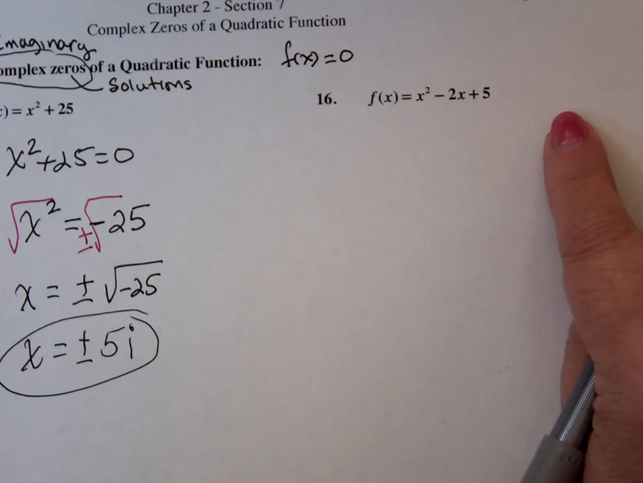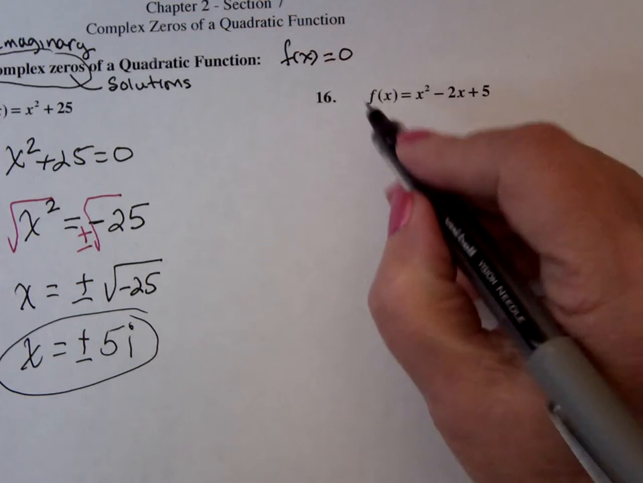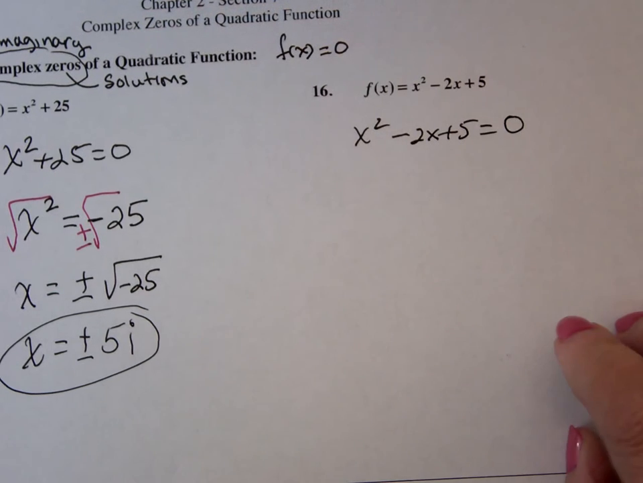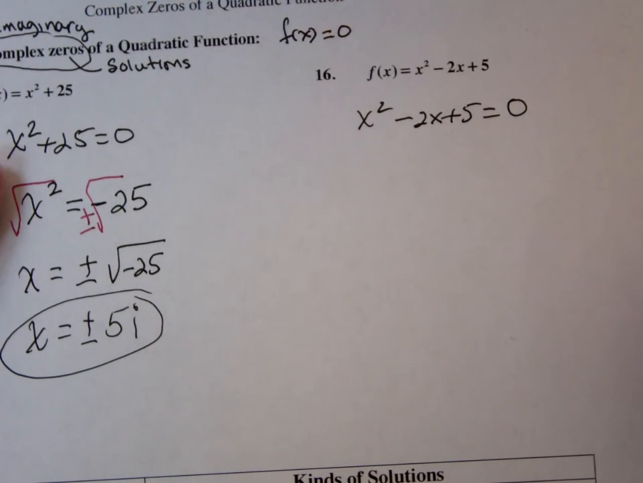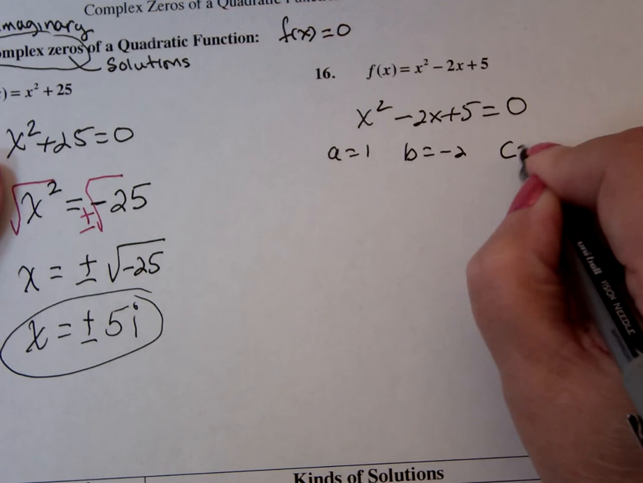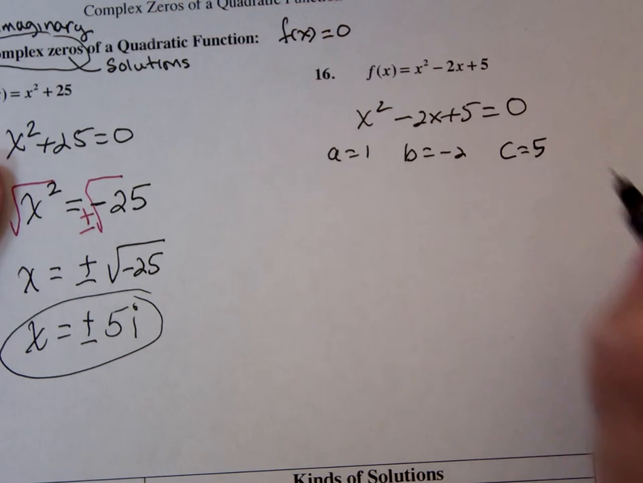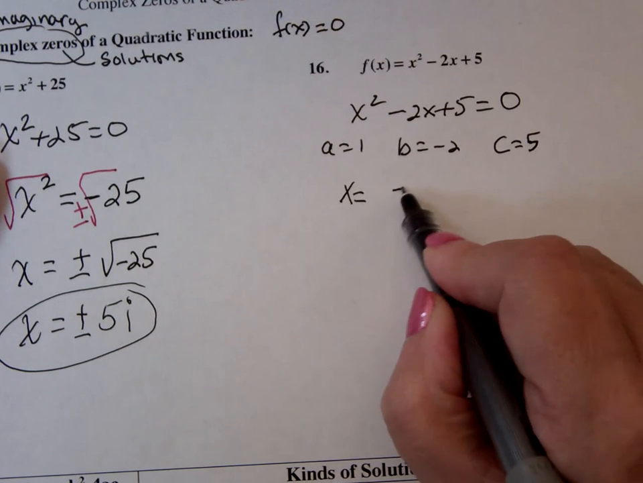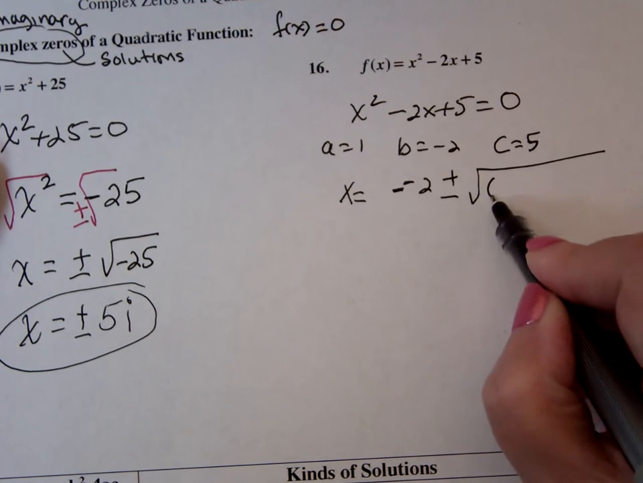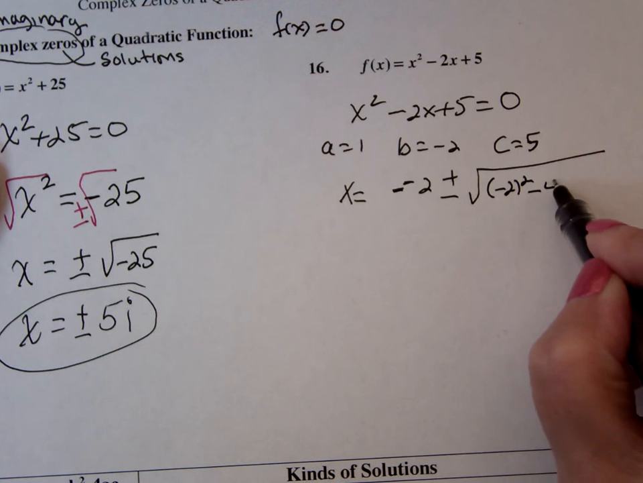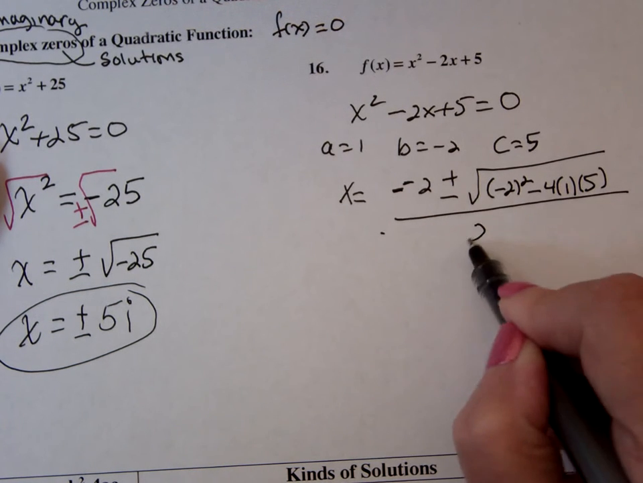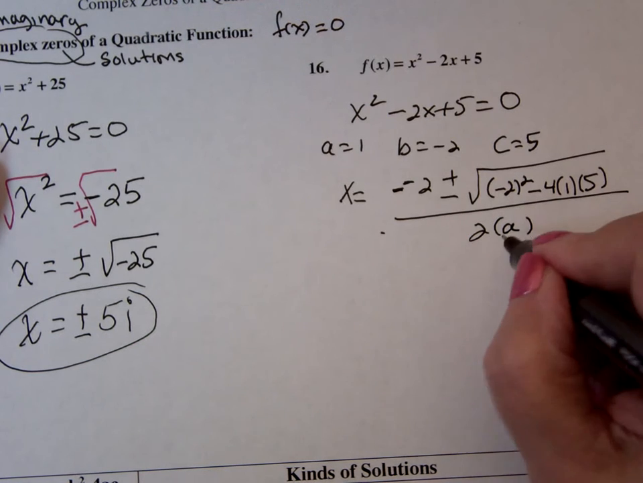And with this one, if I take x squared minus 2x plus 5 equals 0, I'm going to need to use the quadratic formula on it because it doesn't factor. So a is 1, b is negative 2, c is positive 5, so that x is minus b, minus negative 2, plus or minus the square root of b squared minus 4 times a times c, all over 2 times a, see I wrote 2 times 1.